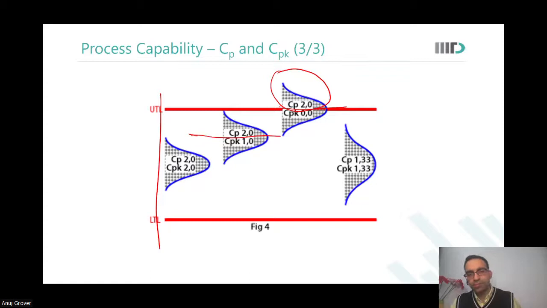Sir, I'm confused regarding which one refers to random and which one refers to systematic. So CP refers to random. That says what is the extent of these local variations. CPK refers to where is my lot position. So this could be the lot positioning part.